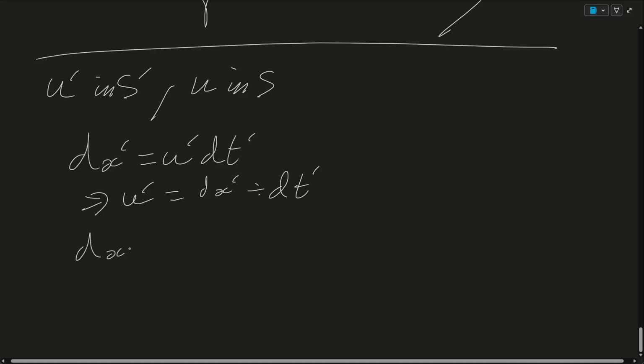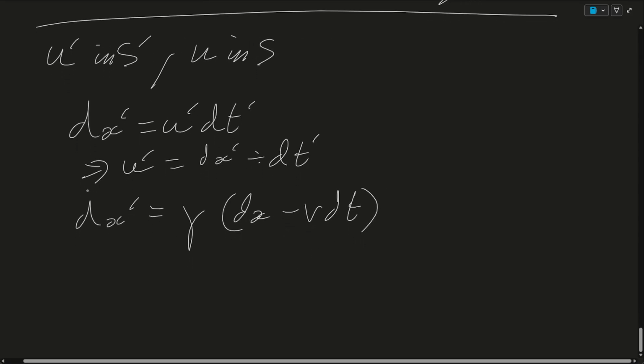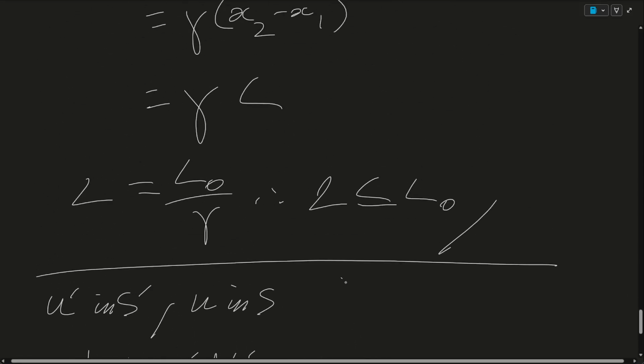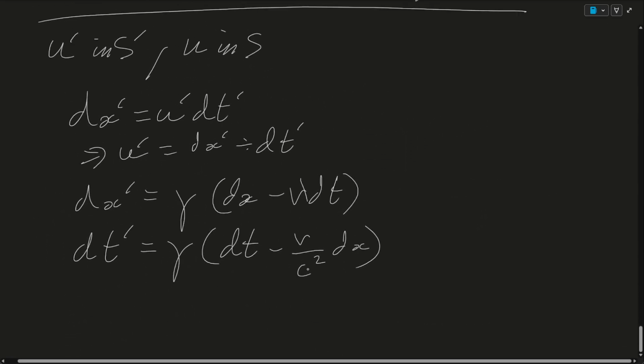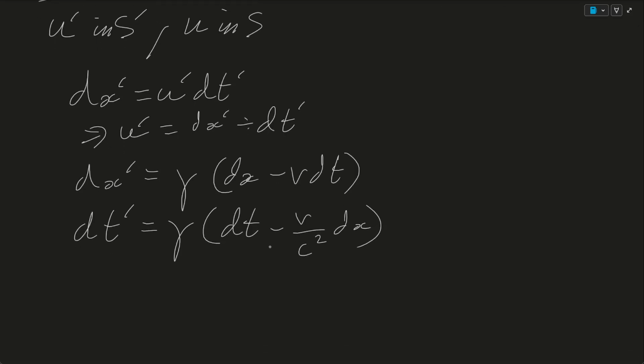But let's look at dx dash. That's gamma (dx minus v dt). And then dt dash is gamma (dt minus v over c squared dx). So I think I've got it the right way around this time. That's nice after what happened. Cool.